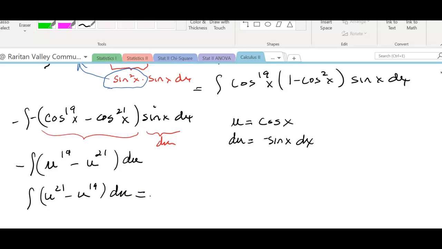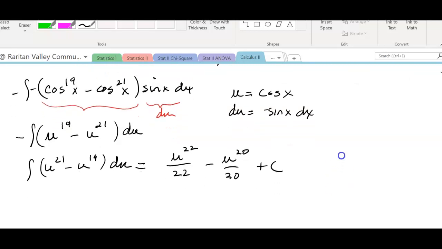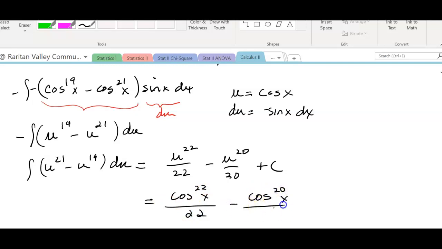I can integrate that. All right? u^22 over 22 minus u^20 over 20 plus c. And now I just need to replace with what u is equal to, which is cosine. Cosine 22x over 22 minus cosine 20x over 20 plus c. There's your answer.